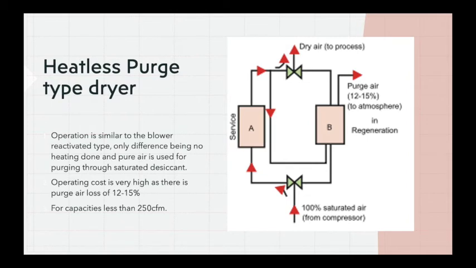Normally, these dryers also have a very high operating cost, because approximately 12 to 15% of the air is required for purging the vessel which is in regeneration. This is a very old type of design, and you will not find it in the industry. But these types of dryers are also used where the capacity of the compressor is less than 250 cfm.